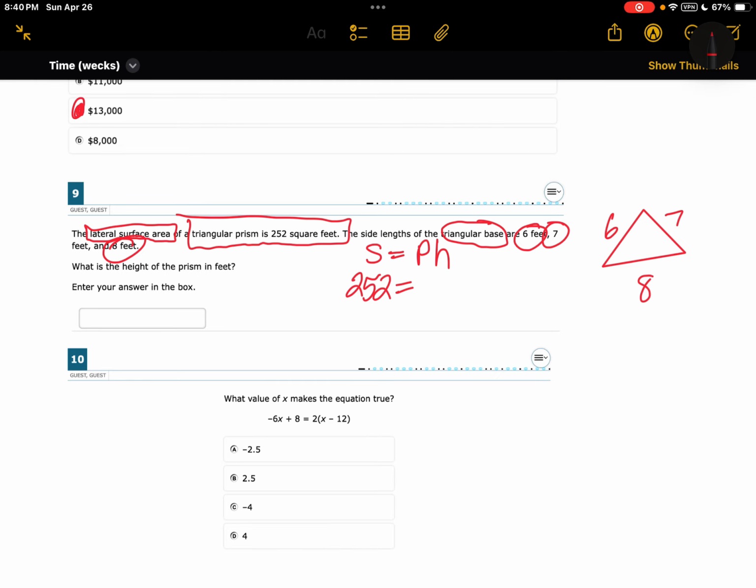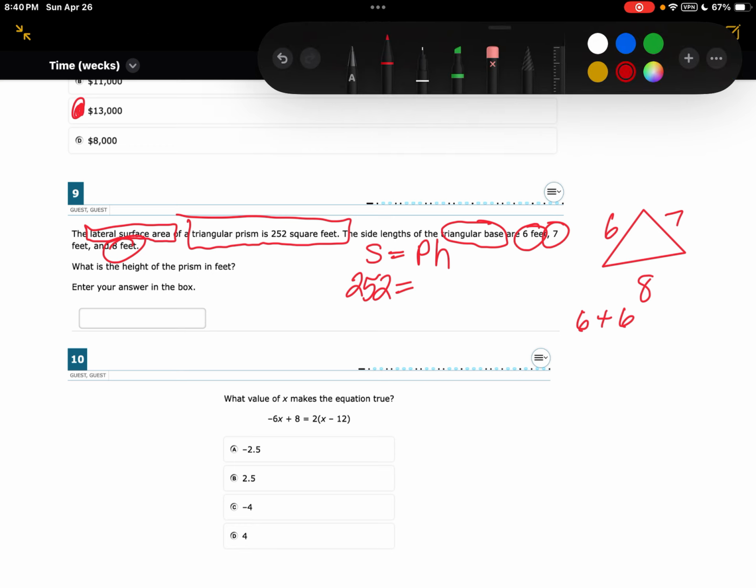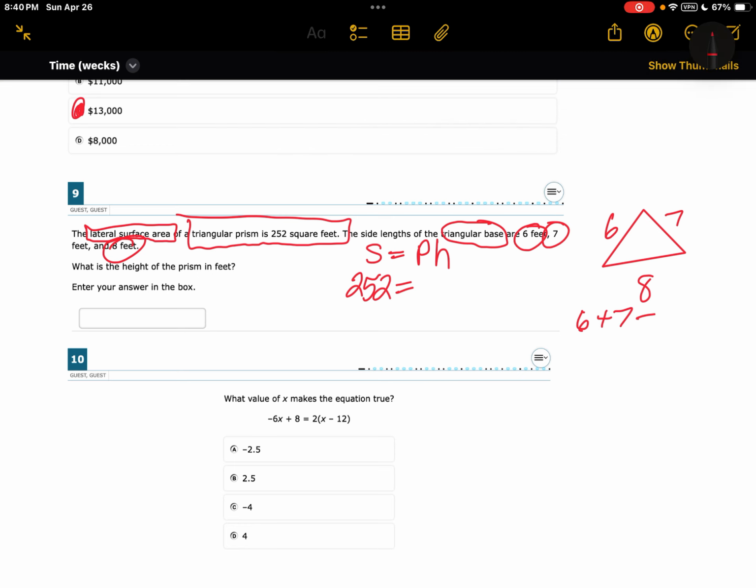So now I can add all those up to find the perimeter. 6 plus 7 is 13, plus 8 more equals 21. So capital P equals 21. Perimeter of the base is 21. Now 21 times the height. Do I know what the height is? No, I do not. That's what I'm looking for. So 21 times height equals 252. 21 times something equals 252.